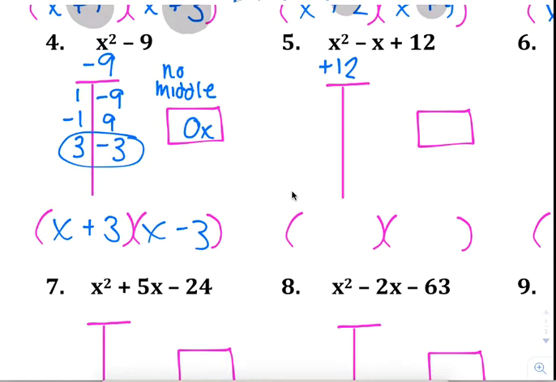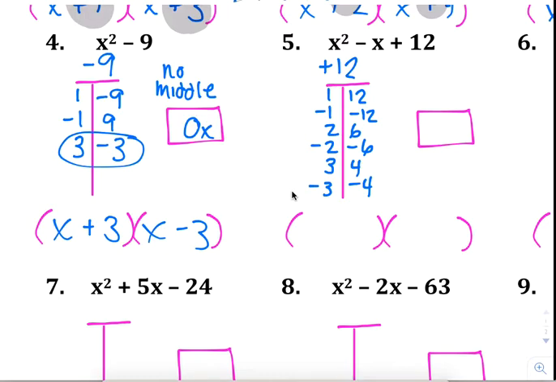Signs are the same because we're trying to make a positive. So 1 and 12, negative 1, negative 12. 2 and 6, negative 2, negative 6. 3 and 4, negative 3, negative 4. It might be easier for you to watch me make the T so you know how many numbers are on it, and then you can copy it, okay?